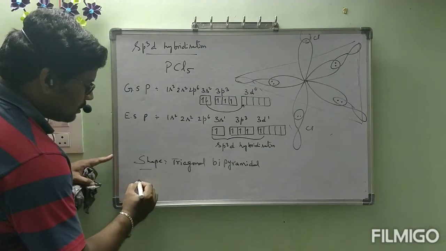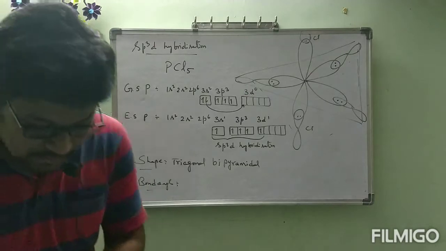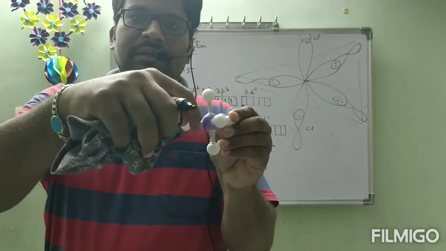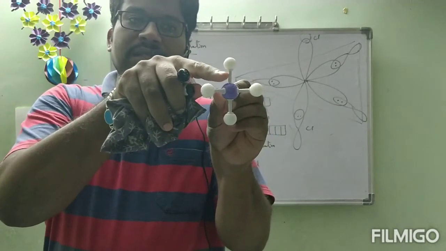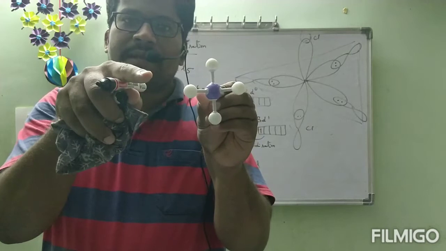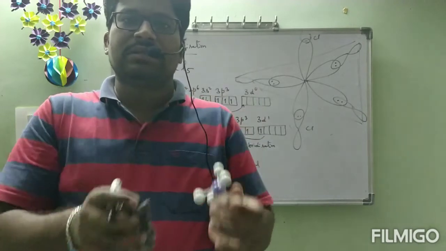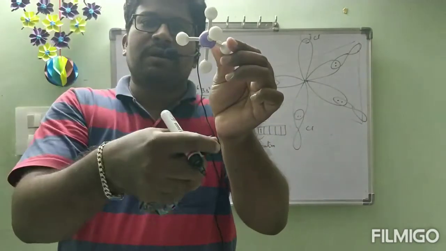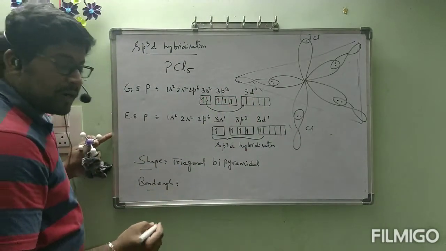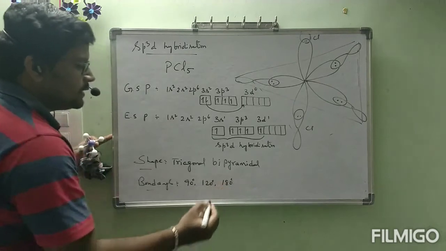Trigonal bipyramidal. Bond angle. See, what is the bond angle? 3 bonds are in plane. This bond angle is 120 degrees. This bond angle is 120 degrees. Between this bond and this bond, this is 90 degrees, because these are perpendicular to each other. This is above the plane and this is in the plane, so wherever it is, definitely this must be perpendicular, 90 degrees. This bond angle also is 90 degrees. Between this bond and this bond, the above bond and below bond, we will find 180 degrees. So the possible bond angles are 90, 120, 180 degrees.